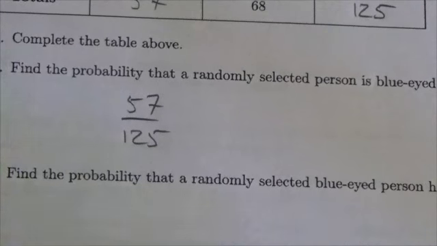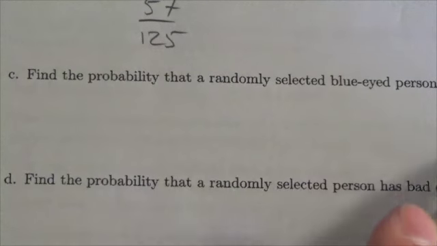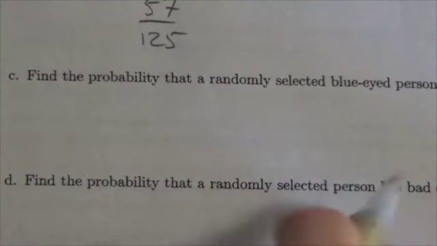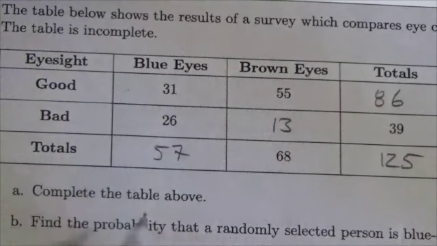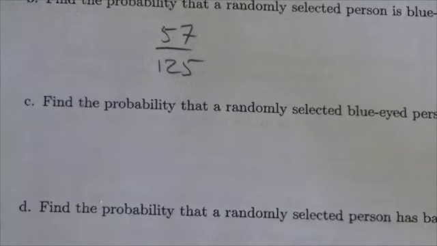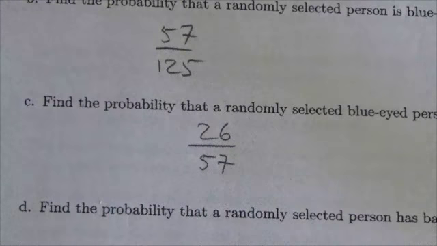Next question. Find the probability that a randomly selected blue-eyed person has bad eyesight. Now we're starting to focus in on a smaller population out of the group, just the blue-eyed people. Let's take a look at the blue-eyed people. Out of those people, 26 have bad eyesight. So that gives us 26 out of 57 people. That's the probability of a blue-eyed person having bad eyesight.